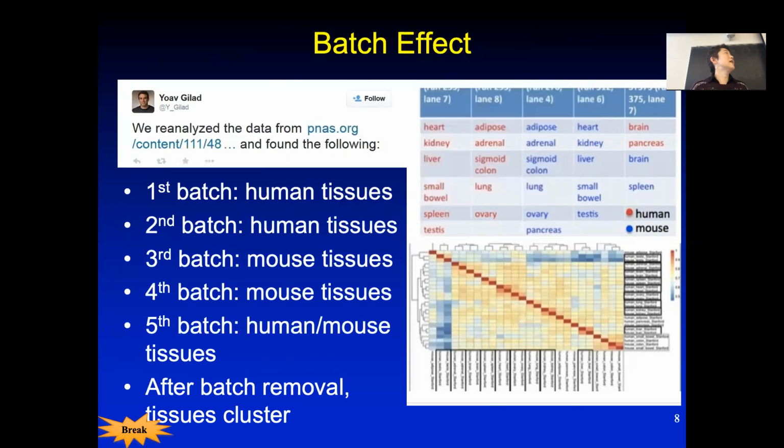Yeah, question, Jed. Was that study retracted? I don't think so. No. Right.